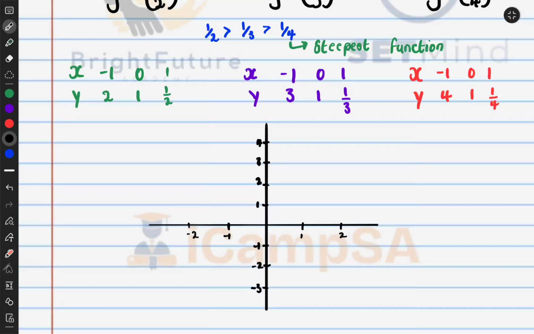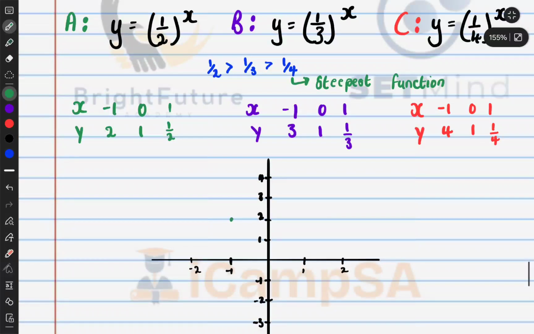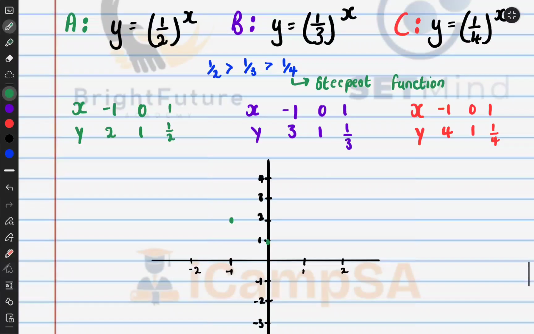Let's start with the first function, number a, which is 1 over 2 to the power of x, where x is equal to -1, y is 2, so it's going to be there. Where x is equal to 0, y is 1. Where x is equal to 1, y is half. And that is your function right there. It will look like that.